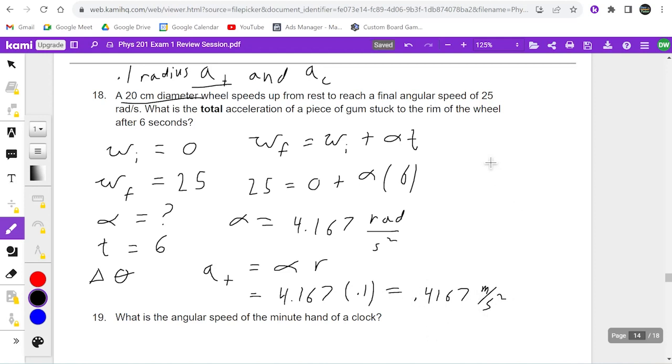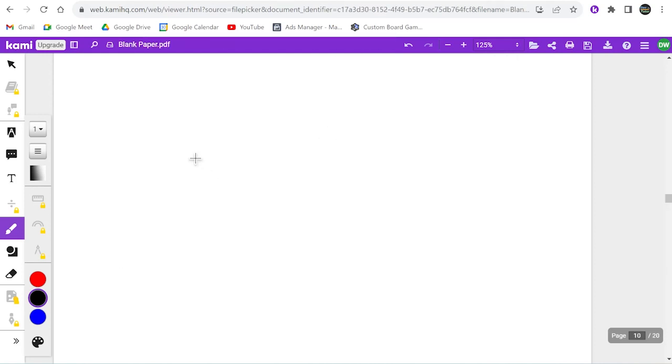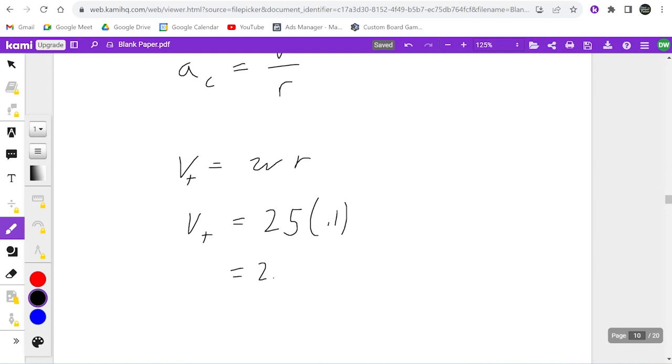We still got to find AC. So to do that, here's what I would do. AC equals V squared over R. I have the radius, but I don't have the velocity. However, I can easily find the velocity, because remember, velocity equals omega times r. We have omega. Omega is just going to be the 25 because that's the instant we're talking about. We're talking about the final. So 25 times 0.1, you get 2.5.